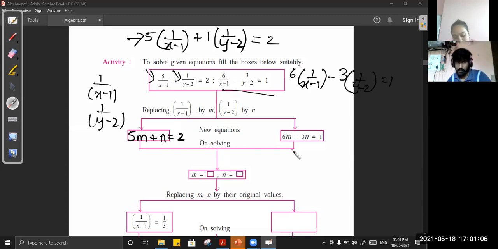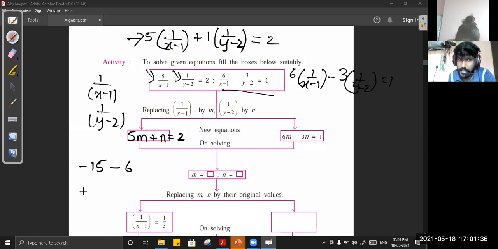I'm getting minus 15 minus 6 as the first step, not the first answer, the first step. So minus 15 minus 6, this is the first step. So what will this become? Minus minus plus. Yeah, 20. So minus 20 and sign of the greater number. So minus 21.